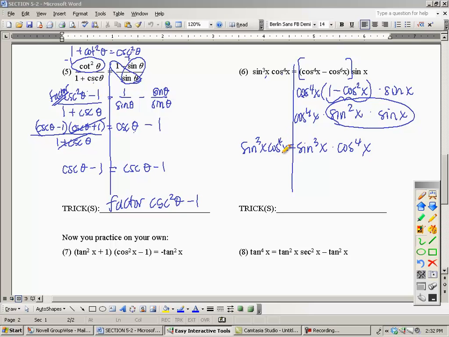So I have sine cubed times cosine to the fourth. And this ends up being one of the nicer ones you can look at and say, okay, I can pull something out. So we're really working with the factoring idea with a greatest common factor.